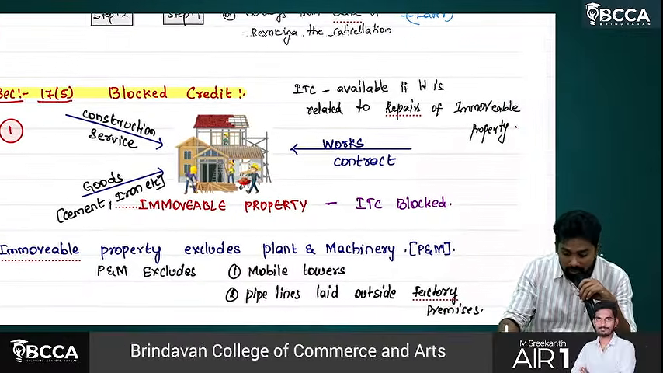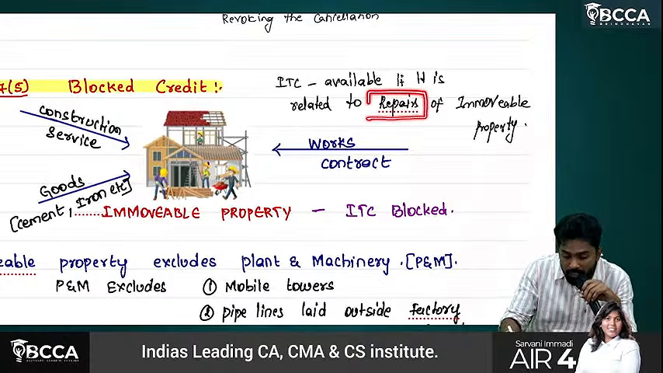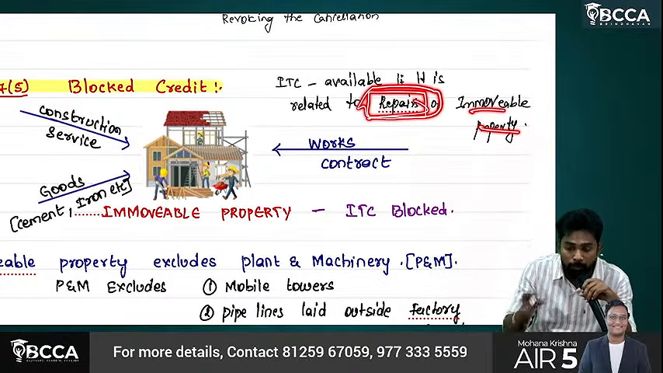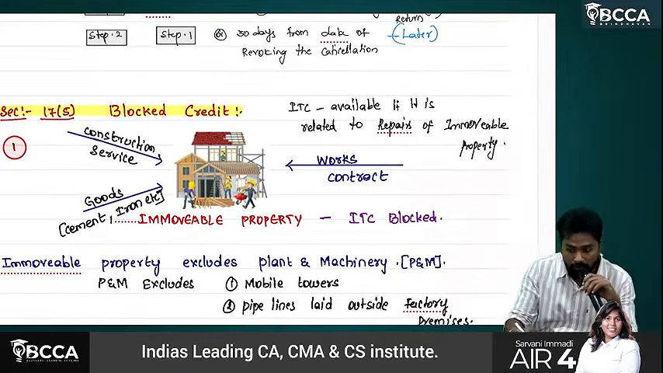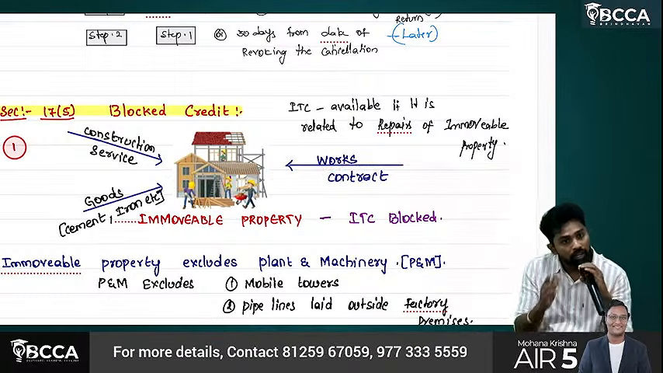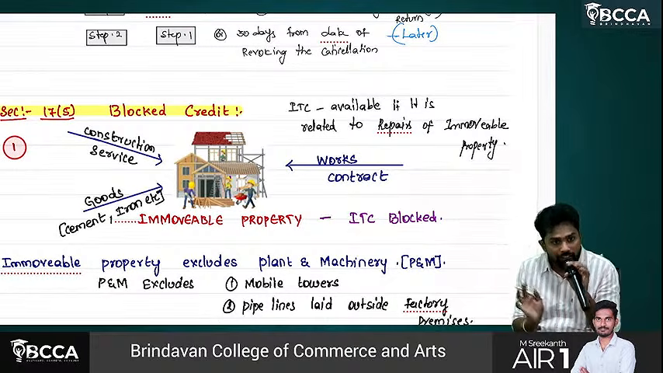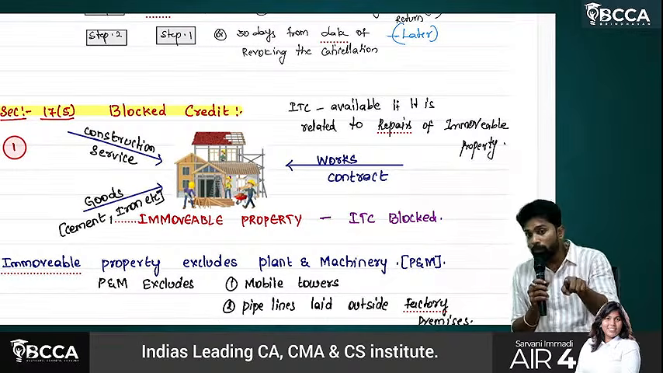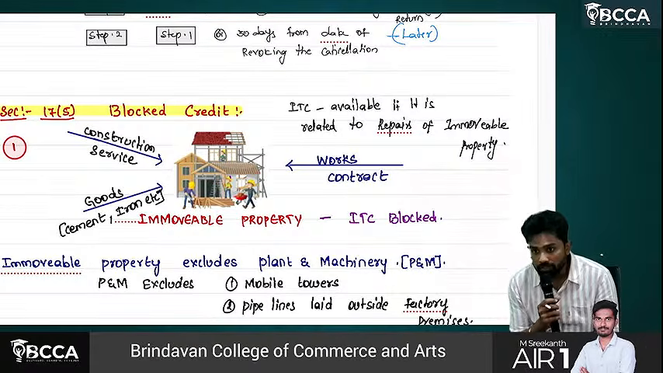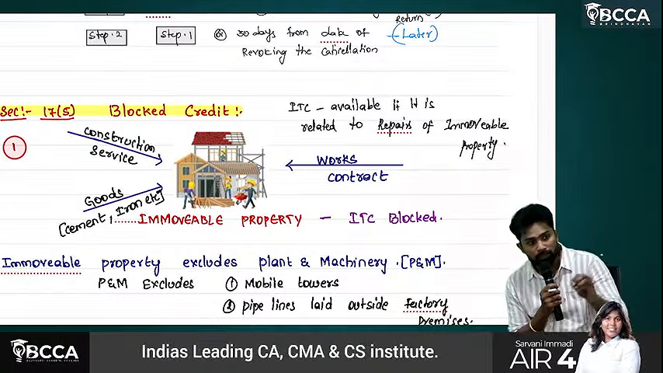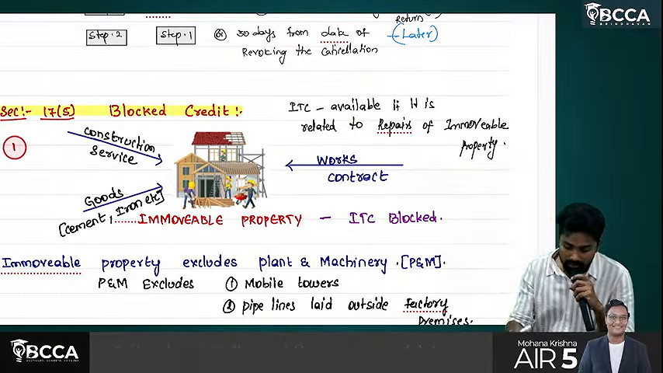But understand, sir, ITC is available if such contract or service is provided with respect to repairs of immovable property. But with respect to construction of immovable property, whether a works contract is taken or construction service and goods are taken separately, ITC is not available. But if the immovable property is plant and machinery, then ITC is available. But again, plant and machinery excludes what? Pipelines laid outside factory premises and mobile towers; on them ITC is not available. Then, sir, understand here.